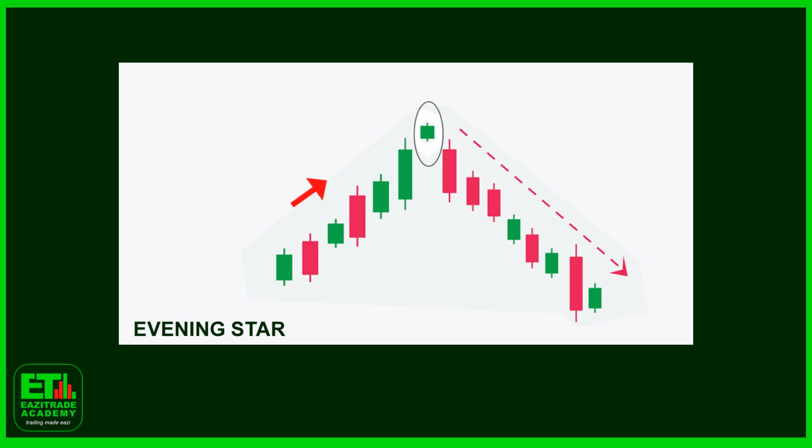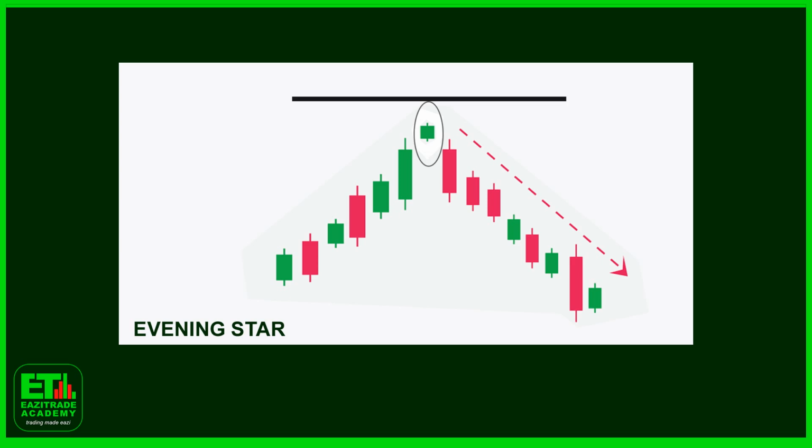The evening star is always formed at the resistance zone. So when you're able to identify this candlestick pattern at the resistance zone, you see something like this being formed. That is a signal that the market is about to change direction.